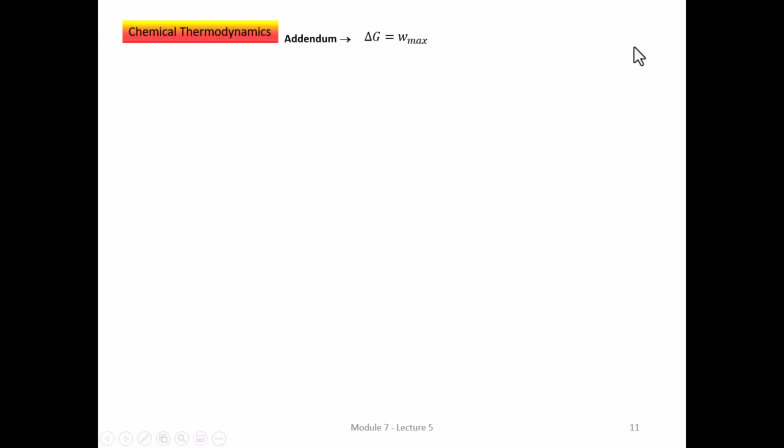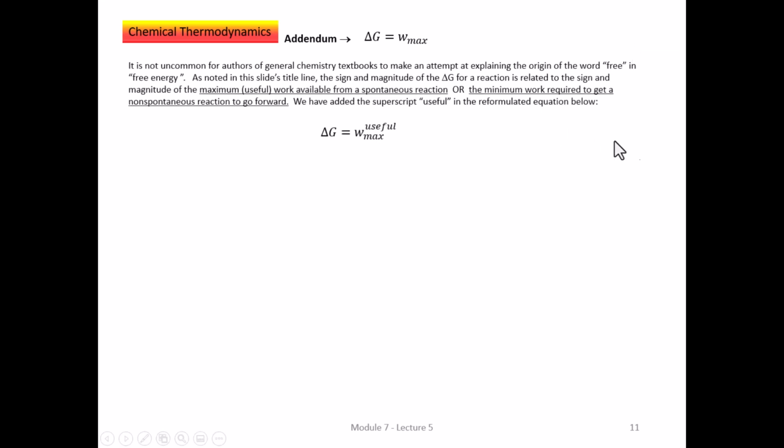Now, one more thing before we leave this lecture. It's not uncommon for general chemistry textbooks to make an attempt at explaining the origin of the word free in free energy. Now, as noted on the title on this slide, the sign and magnitude of deltaG for a reaction is related to the sign and magnitude of what's called the maximum useful work available from a spontaneous reaction, or it could be thought of as the minimum work required to get a spontaneous reaction to go forward.